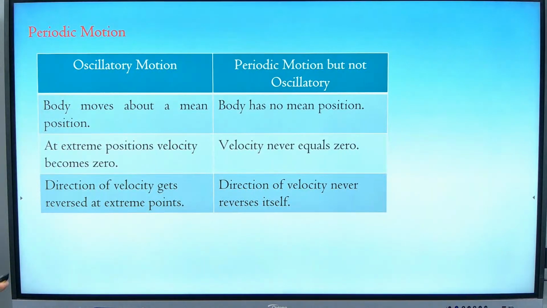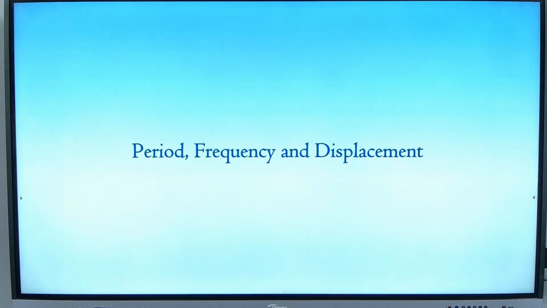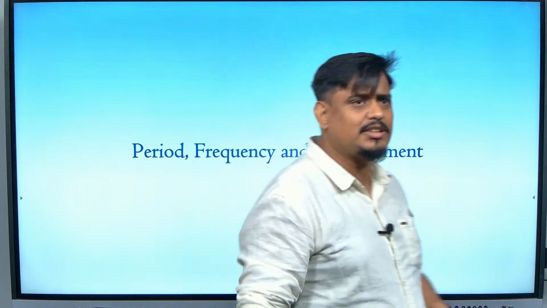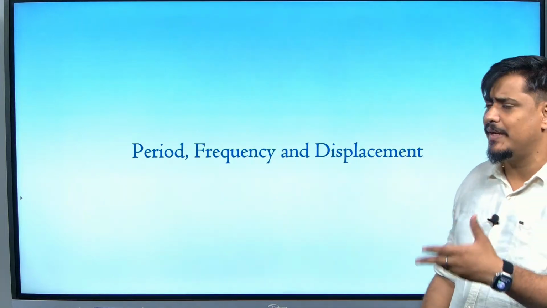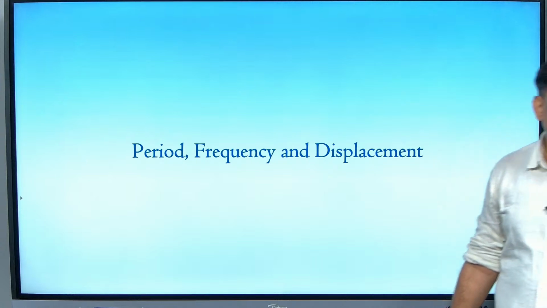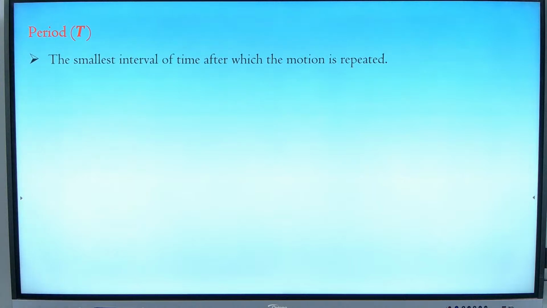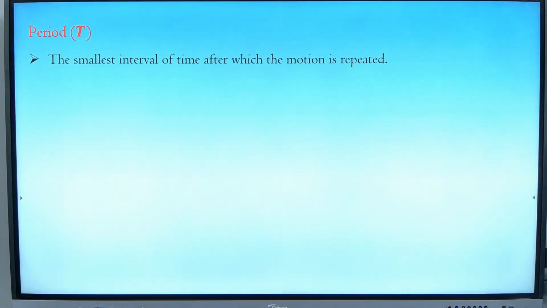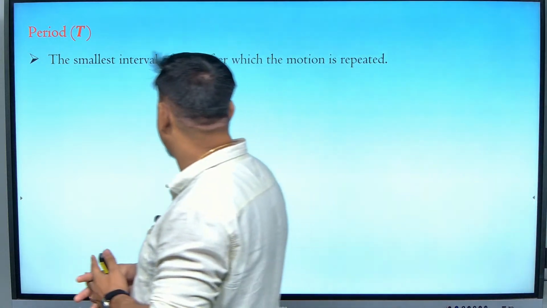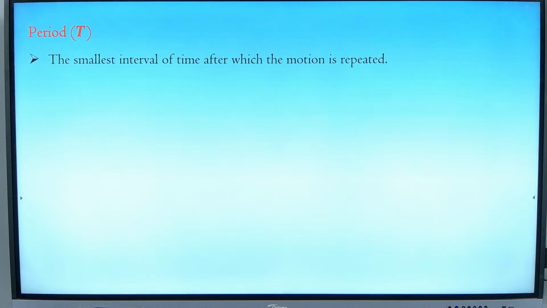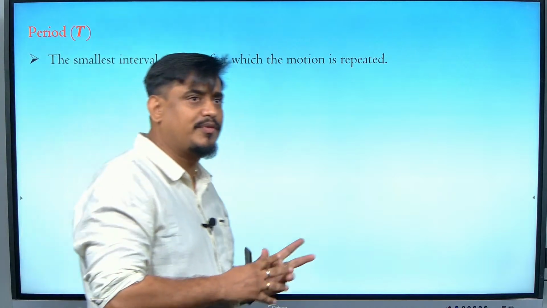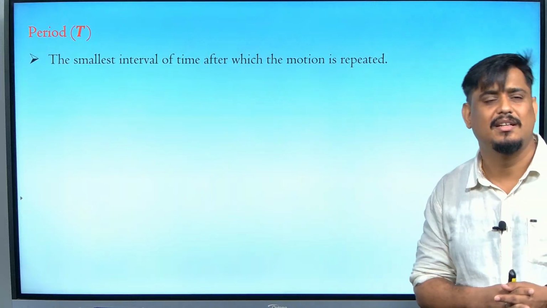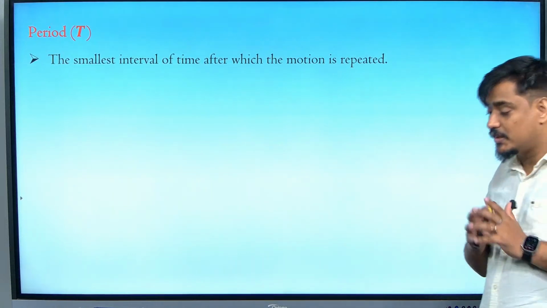Okay. So, now before I enter into circular motion, let us talk about some basic terms. In this chapter we will be using very frequently time period, frequency, displacement. What is the time period? When I say time period, what is the meaning of time period? First you write this: the smallest interval of time after which the motion is repeated is called the time period. The smallest interval of time after which the motion is repeated is known as what? Time period.